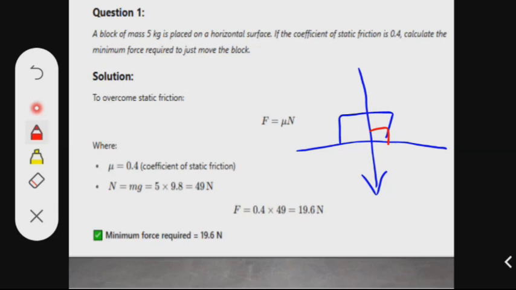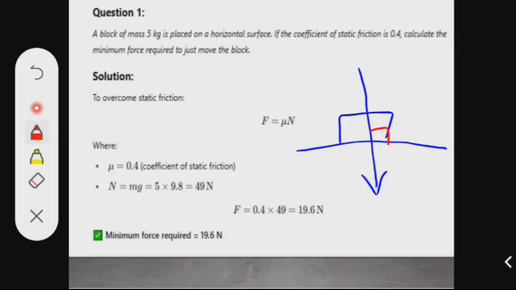Because I said the formula is F equals mu N, that's the formula from Newton's first law. The N in that formula is called the normal. It is the force that is acting at 90 degrees to whatever surface any object is placed upon.